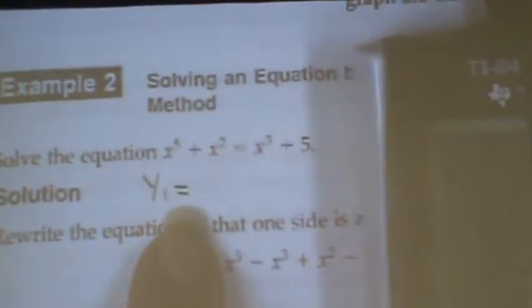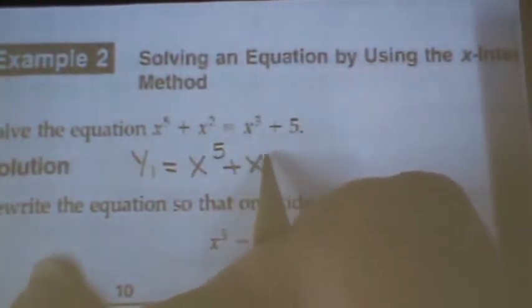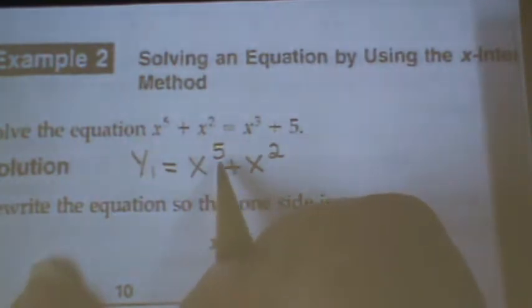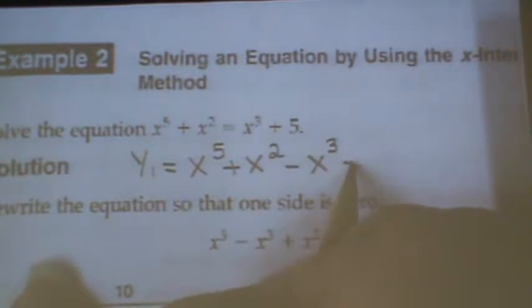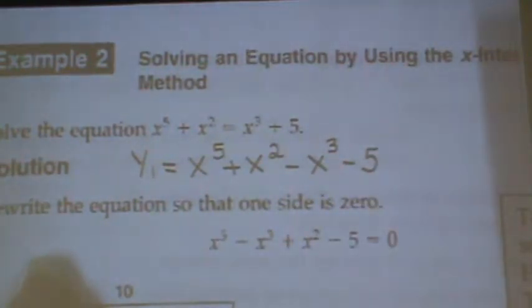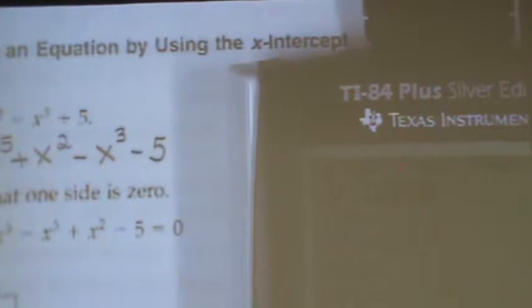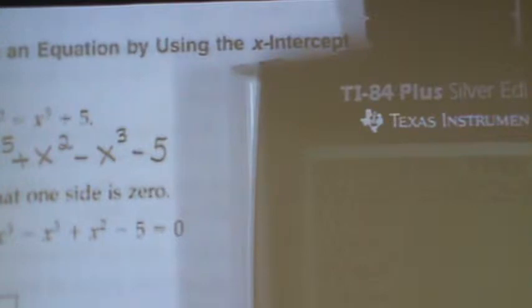Clear out your screen, clear out your equation, and you're going to type x to the 5th. And you do not have to organize or simplify, which is really nice. So just type in x to the 5th plus x squared minus x cubed. Why minus? Because you're bringing it to the other side. So just type that in the way it is. Don't worry about organizing it or simplifying anything. So x to the 5th plus x squared minus x cubed, and then minus 5. And hit graph.